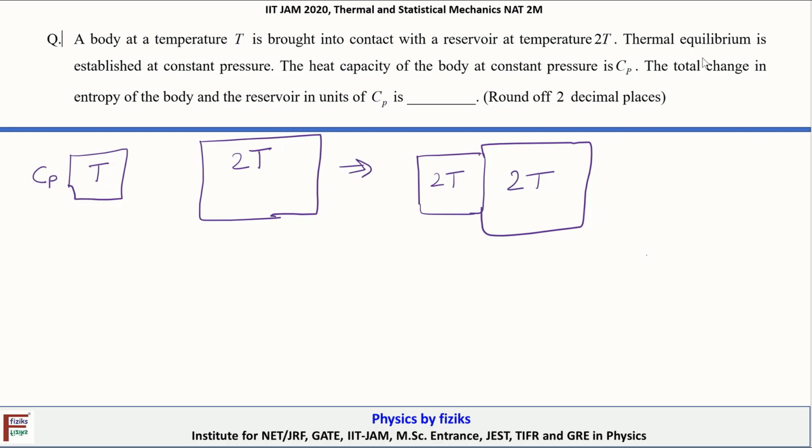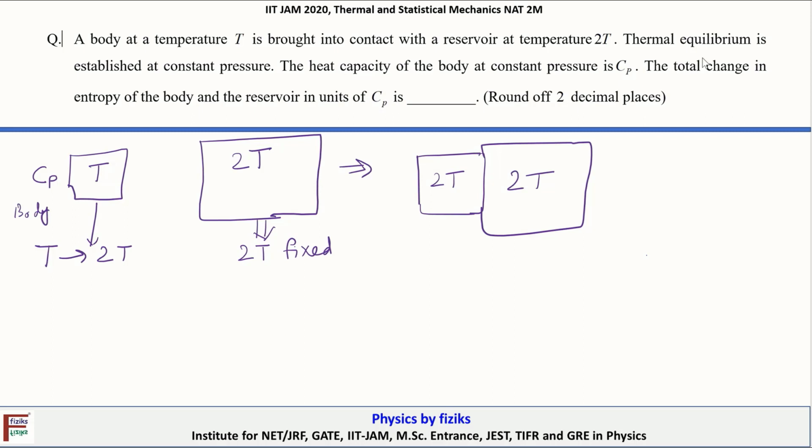So for the given body, the temperature is changing from T to 2T, and it's taking a certain amount of heat from the reservoir. Whereas with the reservoir, its temperature is not changing, but it's giving heat to the body. Its temperature is fixed.